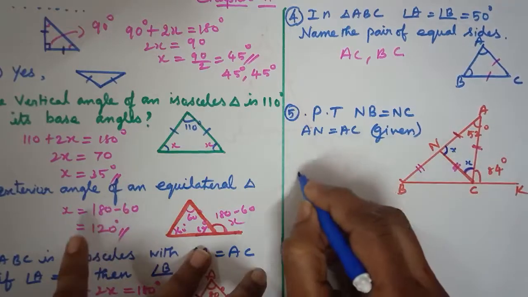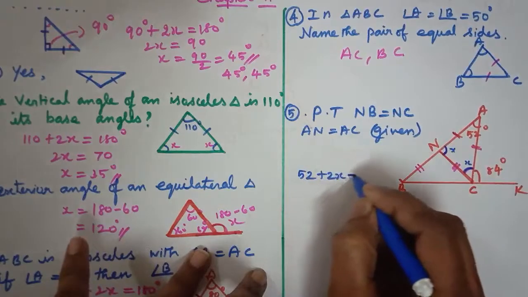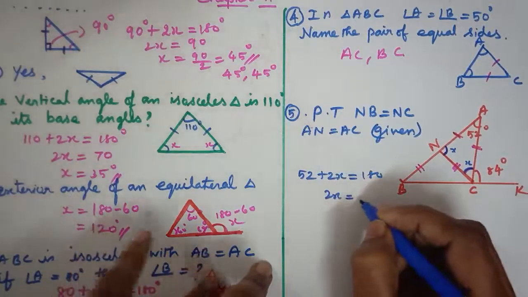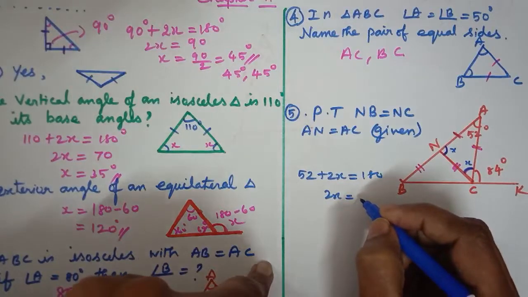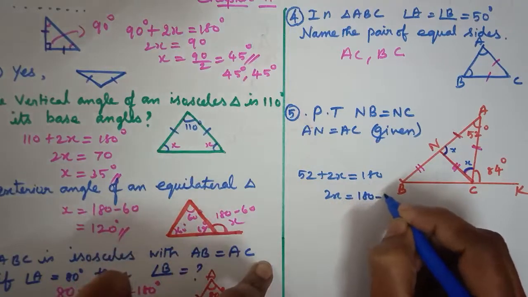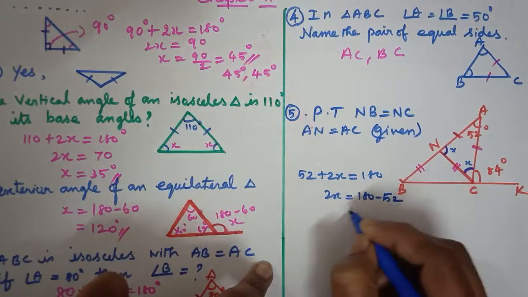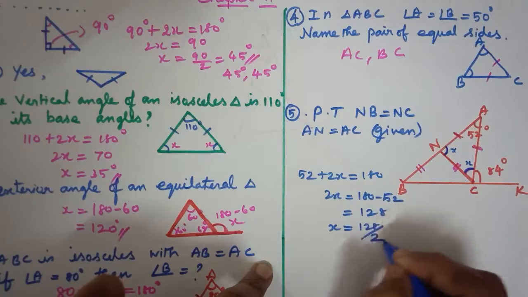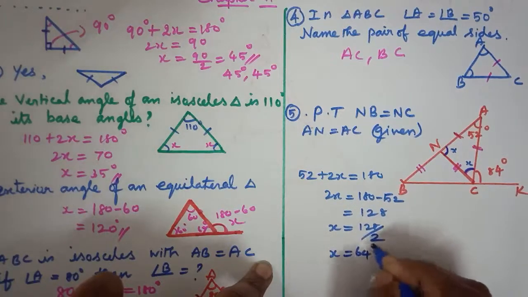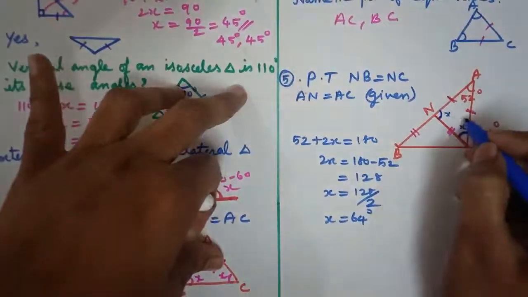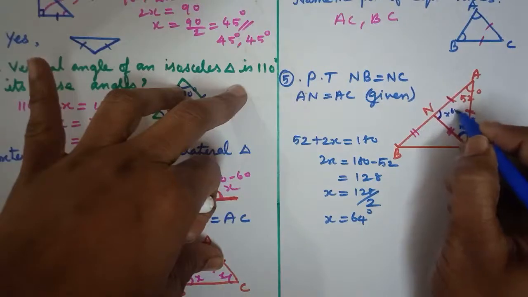So 52 plus 2x is equal to 180 degrees. So 2x is equal to 180 minus 52. 180 minus 52 is 128. Therefore x is equal to 128 by 2. Therefore x is equal to 64 degrees. So this is 64 degrees, this is 64 degrees. Is it clear?